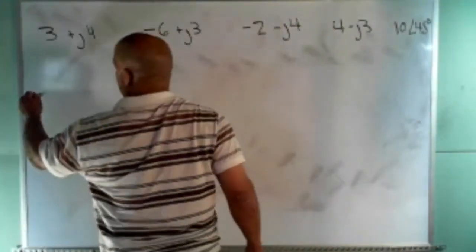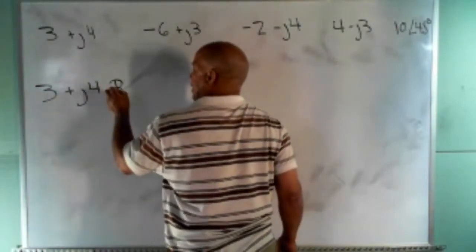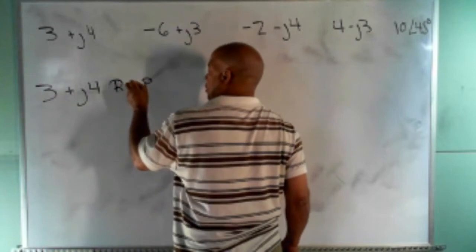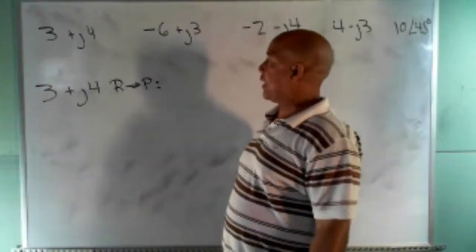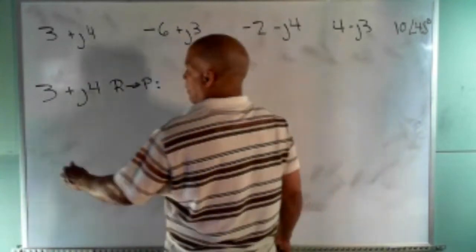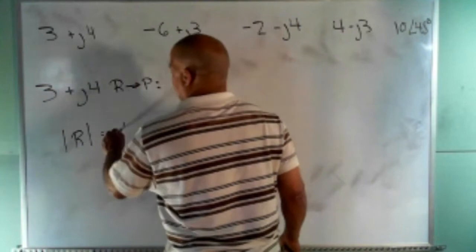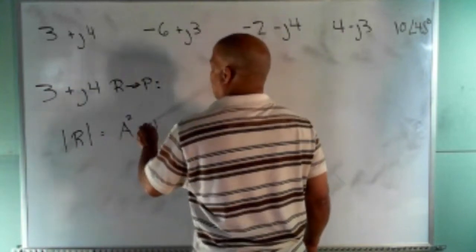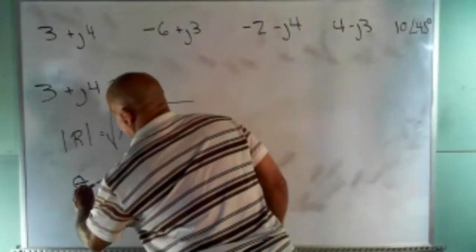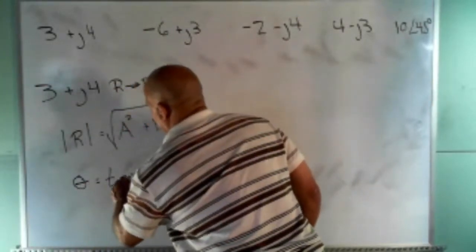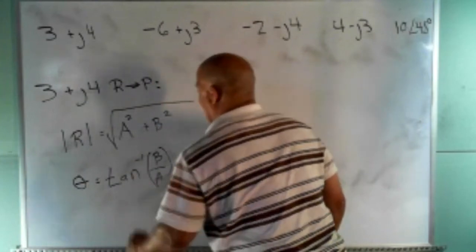I want to take 3 plus j4 and convert that from rectangular to polar. If I didn't want to show the math, I could just show that right there. But I'm going to go ahead and work it out. So in polar, we got to find the magnitude of the radius vector, which is equal to the square root of A squared plus B squared. And we got to get the angle theta, which is equal to the inverse tangent of B over A.